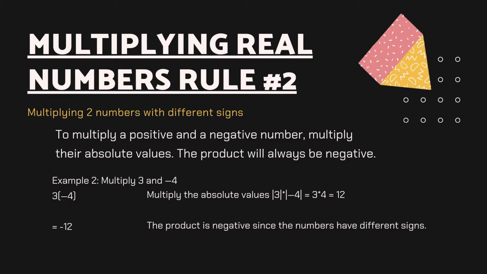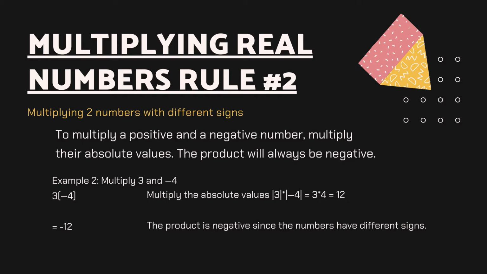Multiplication rule number 2. Two numbers with different signs. To multiply a positive and a negative number, multiply their absolute values. The product will always be negative. For example, multiply 3 and negative 4.